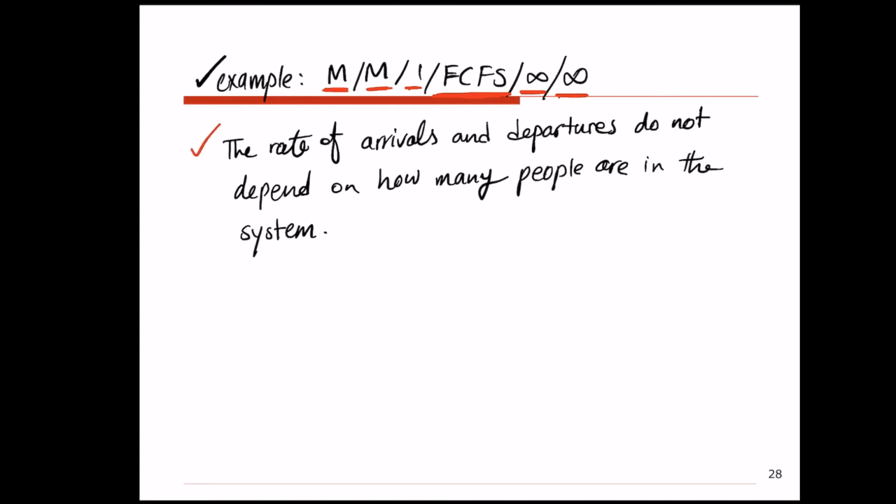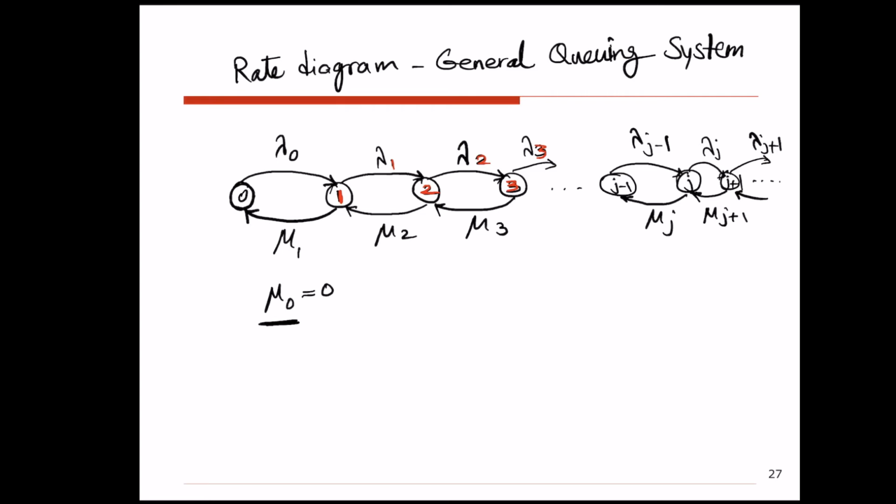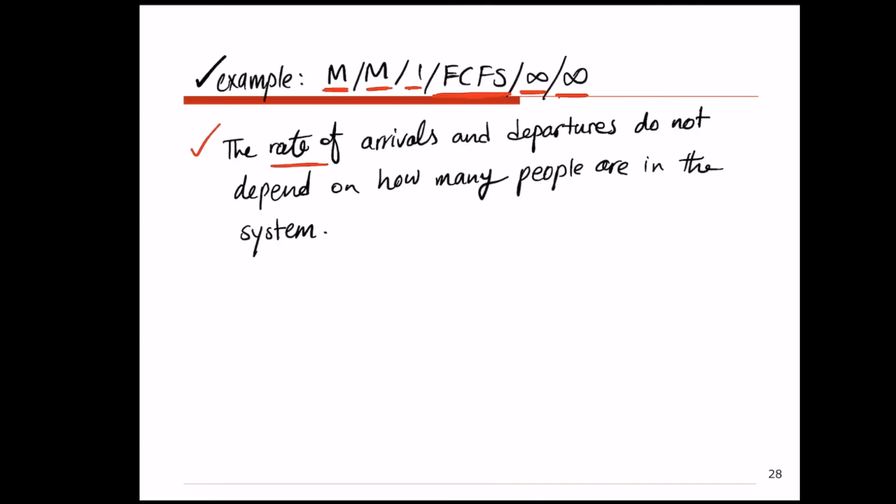Also, we have one assumption. We assume that the rates of arrivals and departures in this system do not depend on how many people are in the system. This is different from the general case, in which we let the rates of arrivals and departures differ based on how many people are in the system. So if I'm at state 2, the rate of departure is mu2, and the rate of arrival to the system at that time is lambda 2. But in this example, we assume that the rates of departures and arrivals do not depend on how many people are in the system.